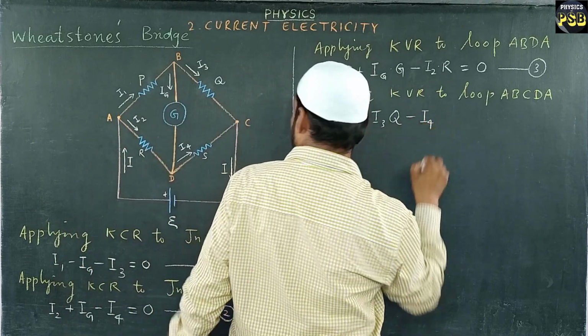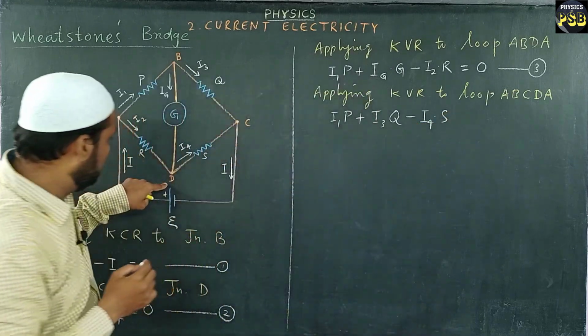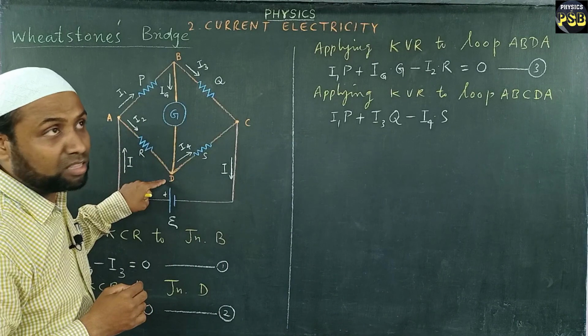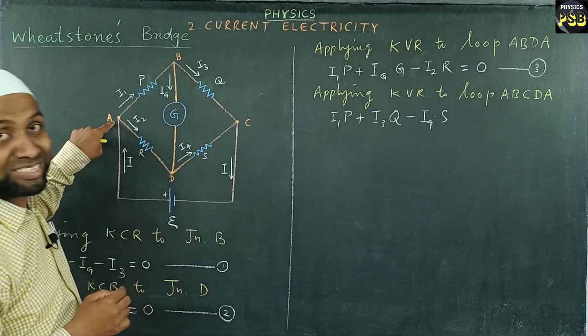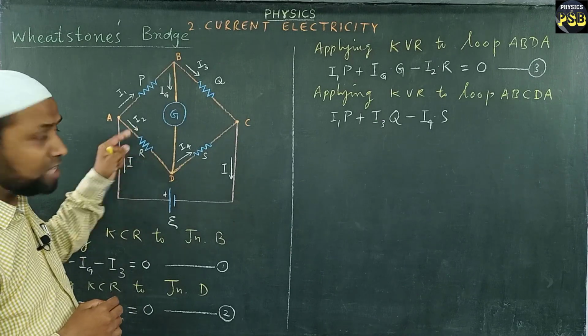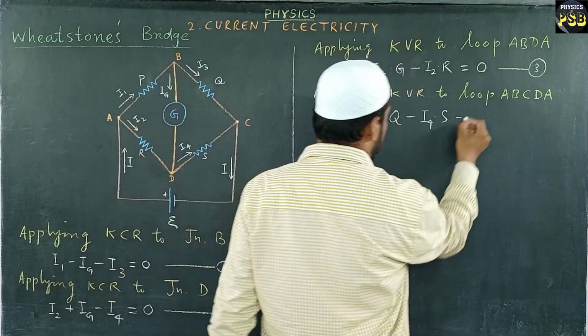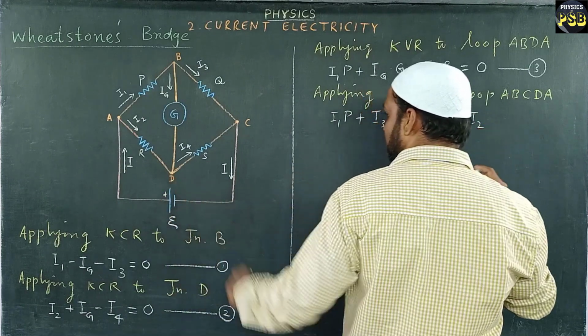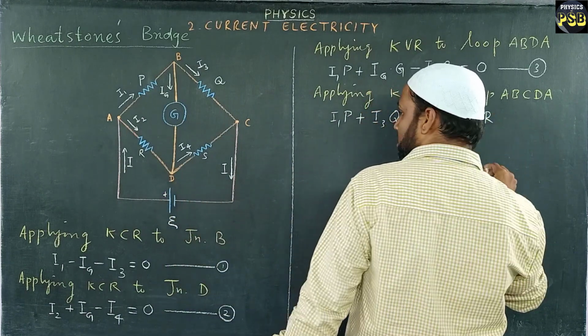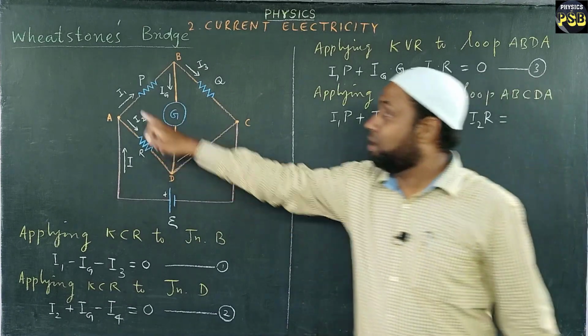Then I4 is flowing through resistance S. Then after reaching D, from D to complete the loop, I have to move towards A. So what happened here? The current is flowing in the opposite direction. So minus sign I2 flowing through resistance R. So it is multiplied. It is equal to the total EMF in this loop.